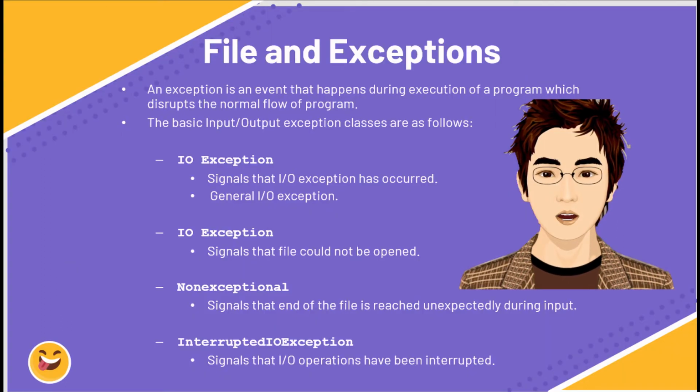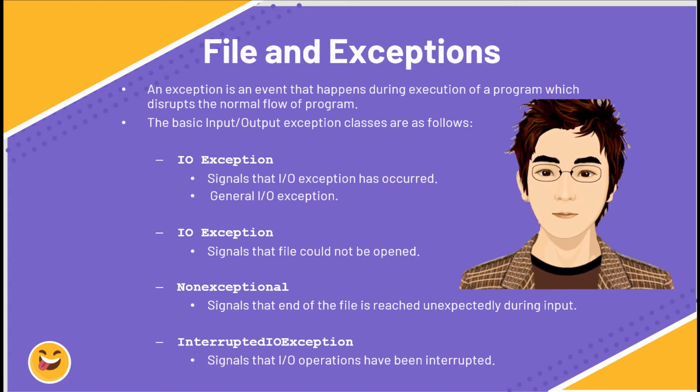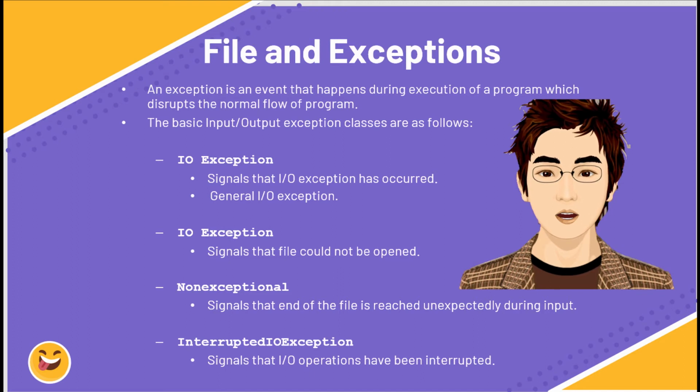An exception is an event that happens during execution of a program which disrupts the normal flow of the program. The basic input-output exception classes are as follows. IOException signals that an I/O exception has occurred. FileNotFoundException signals that a file could not be opened. EOFException signals that the end of the file is reached unexpectedly during input. InterruptedIOException signals that I/O operations have been interrupted.